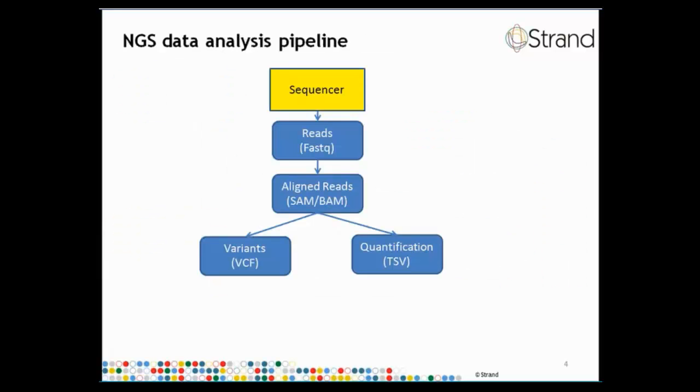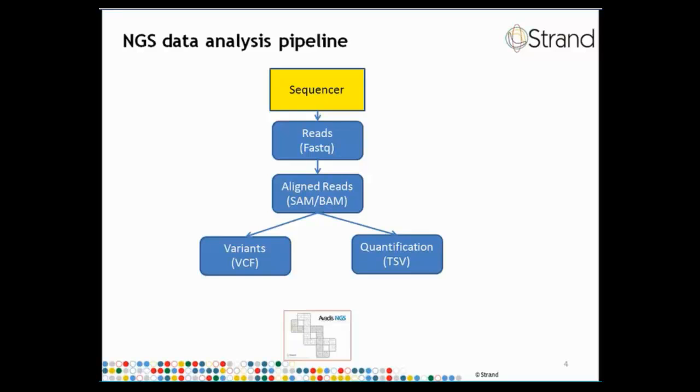So the typical NGS data analysis pipeline is as follows. We have a sequencer which generates reads. The sequencer comes along with some software. Sometimes the software goes as far as aligning the reads against a reference genome and generating SAM-BAM files. Sometimes the software goes further. It can carry out tertiary analysis. It can analyze the aligned read files and call out variants, or it might carry out quantification, etc.